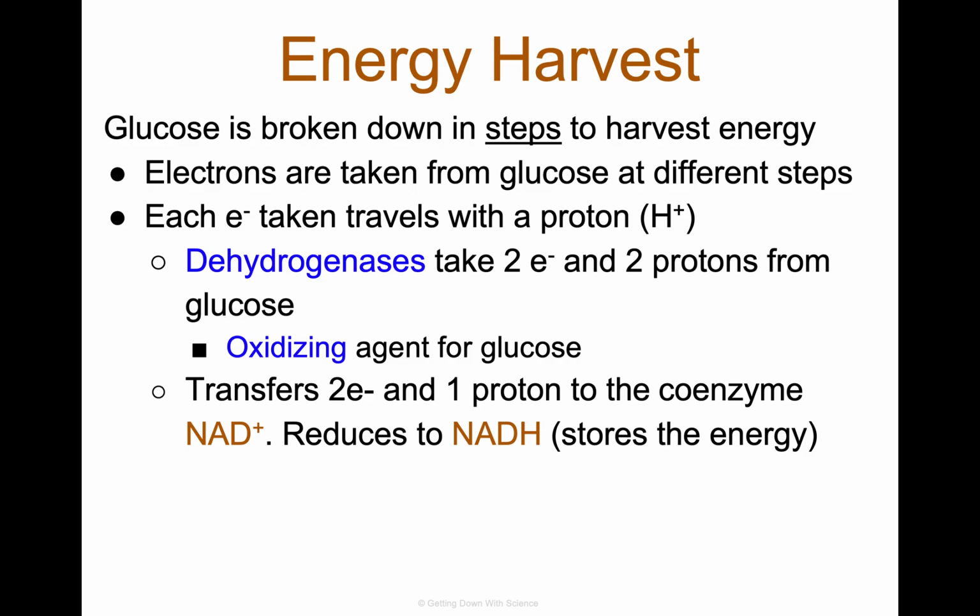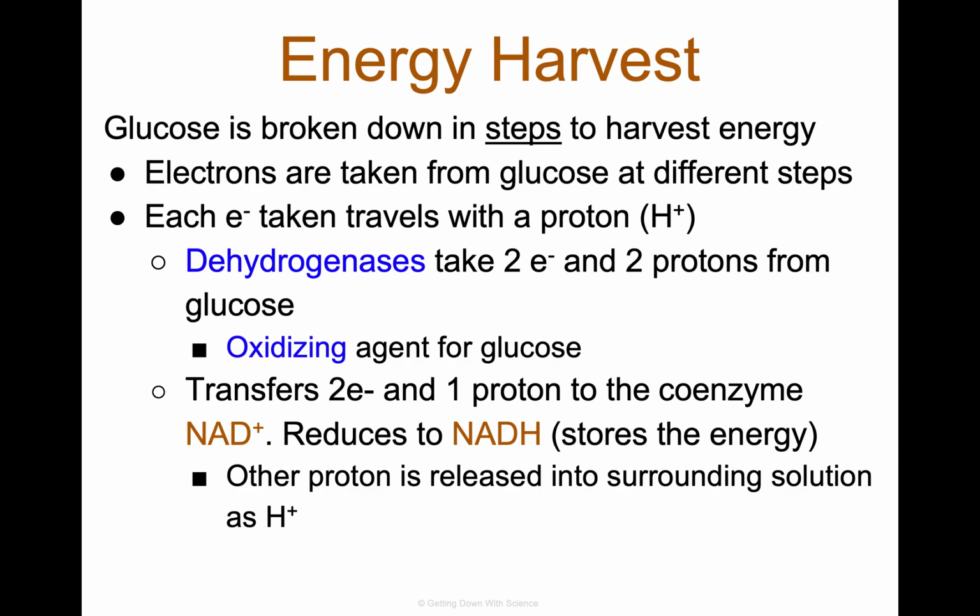So the coenzyme NAD plus is reduced. Remember, reduction is gaining an electron, so you can see this is a positive molecule. When we put an electron on there, it becomes NADH. This is a molecule that stores energy. As long as that hydrogen is bonded onto there, we have a little bit of energy storage. If we need that energy, we can release it. The other proton is released into the surrounding solution as that hydrogen right there. So you can see how that hydrogen gradient can start to build.